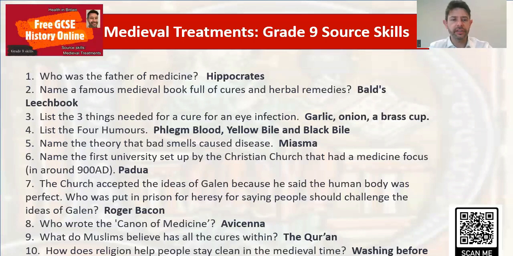That's in the 1300s. So number 7, the church accepted the idea of Galen because he said the human body was perfect. Like in the Bible, obviously, God created humanity in his own image. So that supports the Bible. So the Christian church liked Galen's ideas. But one person criticized Galen and was put in prison for heresy, and that's Roger Bacon. So that gives you an idea of something negative, perhaps, about the Christian church, that they didn't let people question Galen, even though he might have made mistakes.